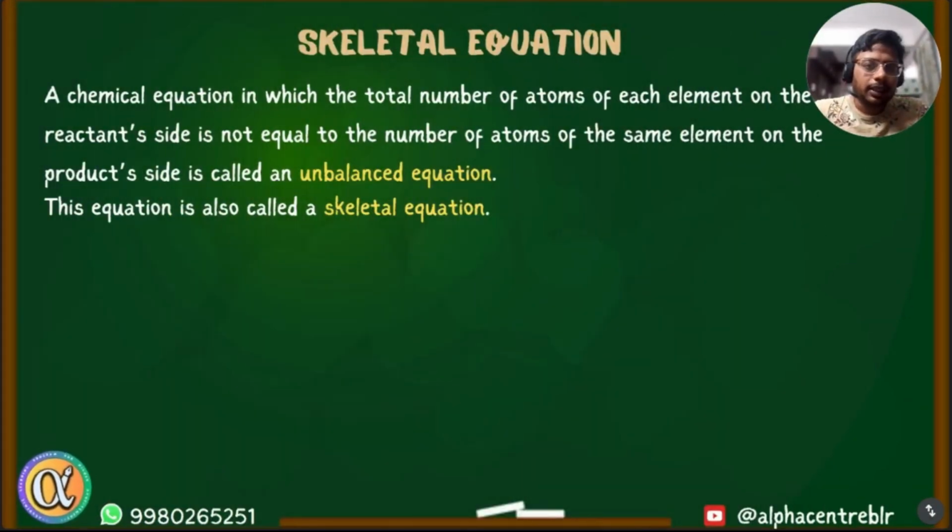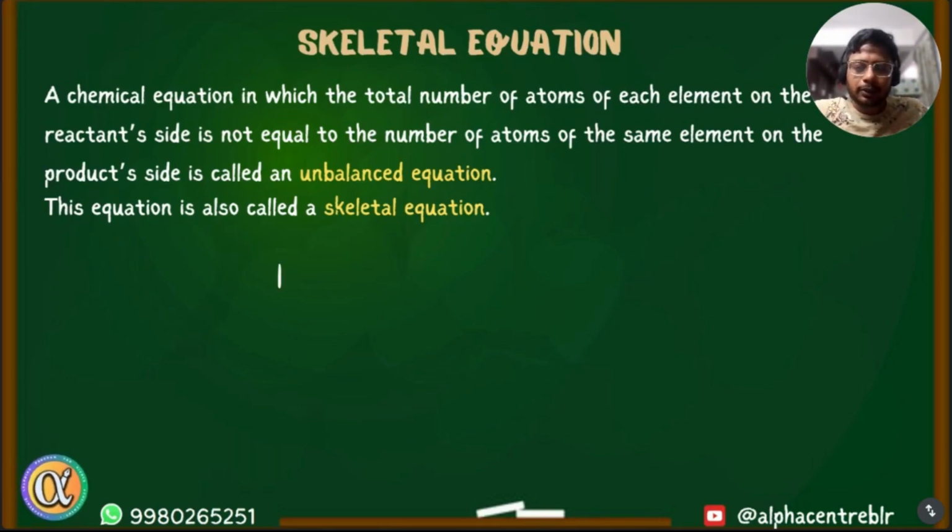See, whenever we write a chemical equation, we mostly first write it in skeleton form. Skeleton equations are also called unbalanced equations. So a chemical equation in which the total number of atoms on each side, the reactant and the product, is not the same. So the number of elements on the reactant side is not the same as on the product side. It is known as an unbalanced equation.